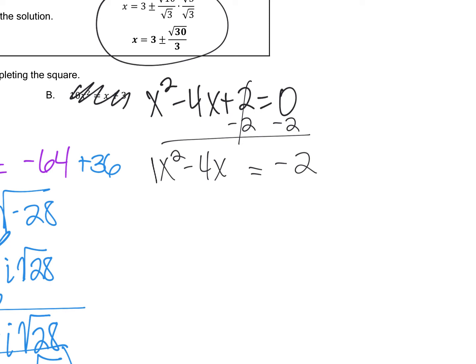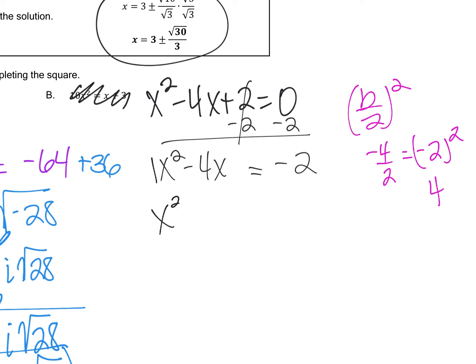All right, so I'm going to half my b and then square it. So I'm going to do negative 4 over 2, which is negative 2, and then I'm going to square it, which would give me 4. So I'm going to add whatever I get when I complete this square. I'm going to add that number to both sides. That's a common mistake, is forgetting to do it to both sides. So that way you aren't changing anything. You're just doing the same exact thing.